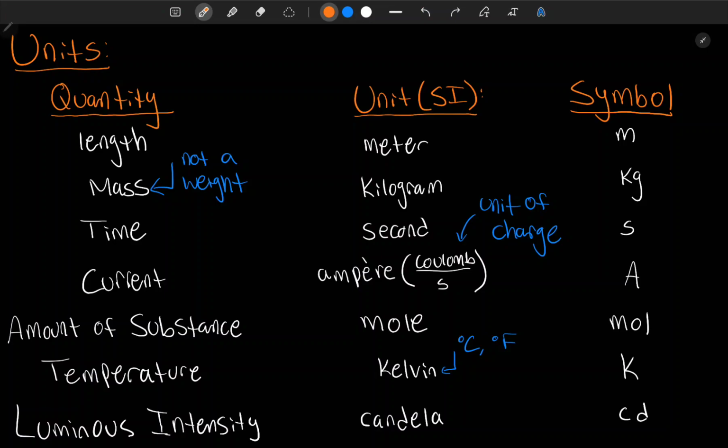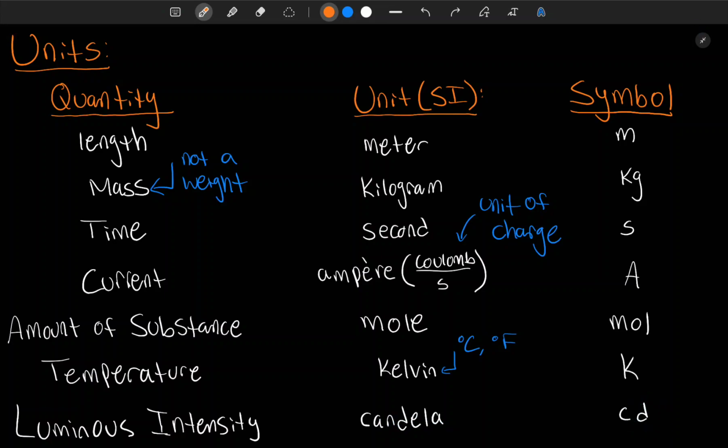And finally, if we wanted to measure, say, the luminous intensity of something, so given a light bulb, we want to say how bright is that light bulb. We can tell with our eye sometimes if one light bulb is brighter than another, but if we wanted to quantify it and give it an actual number, the unit we would associate with that number is called a candela, and that's often written as cd.